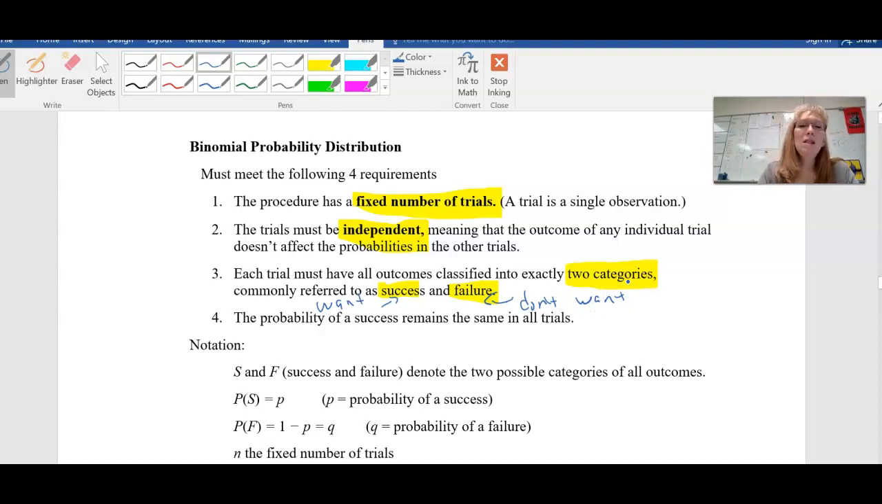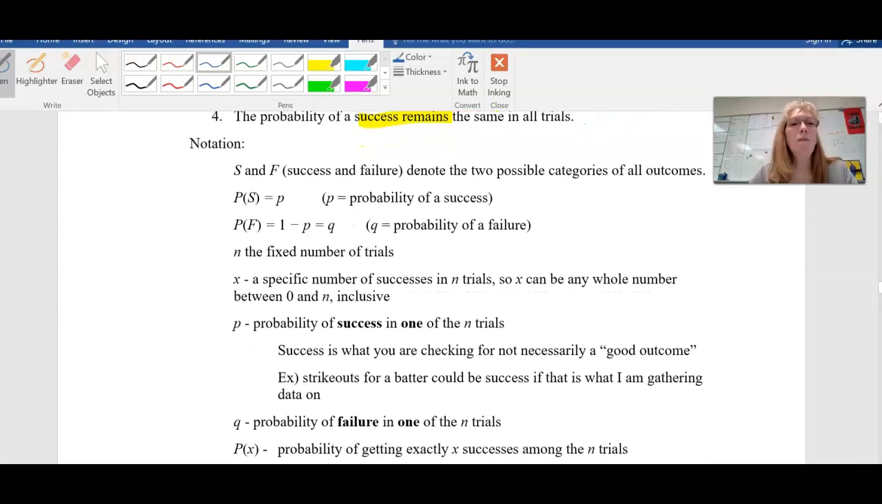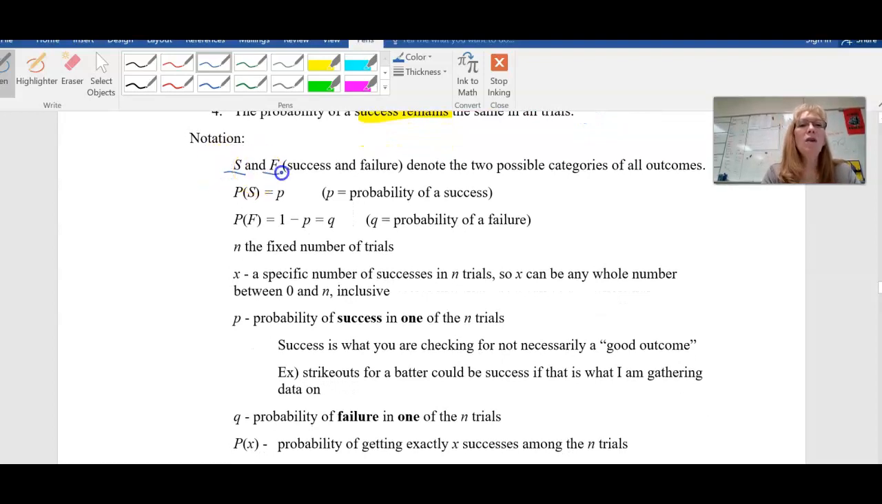The probability of success remains the same in all trials. What that means, and this is very important, is that the chance of you striking out is always the same. It cannot change. All right, let's keep going. Requirements have to be met or you cannot do this. Okay, notation. S and F are used for success or failure, or what you want and what you don't want.